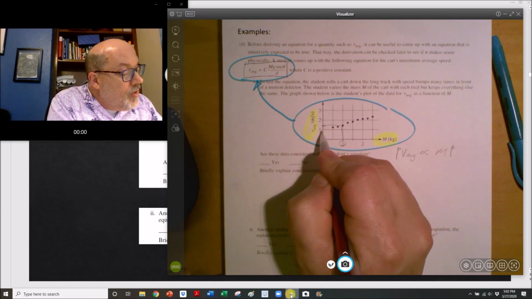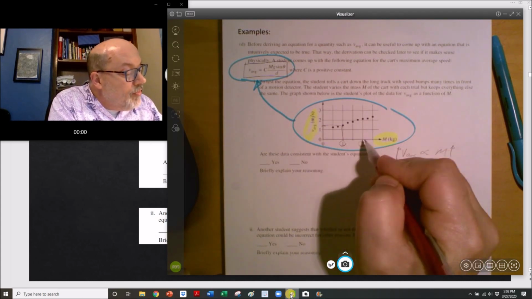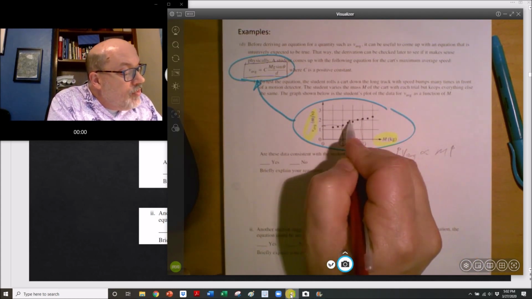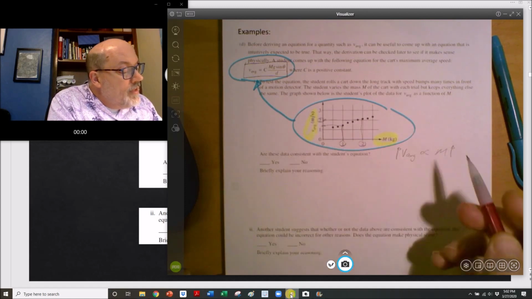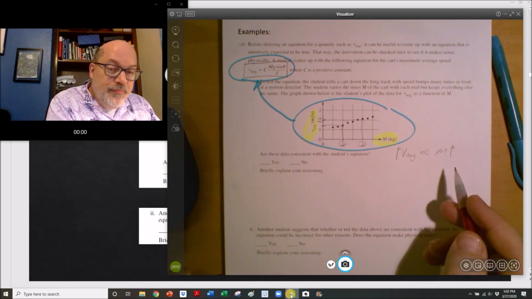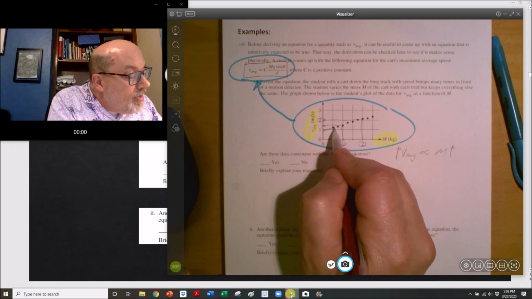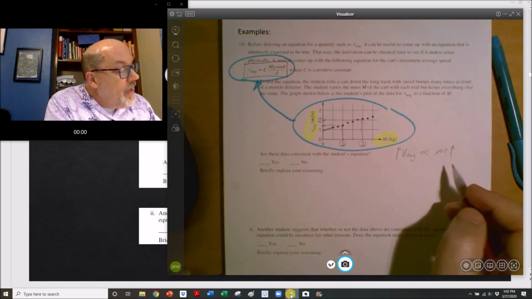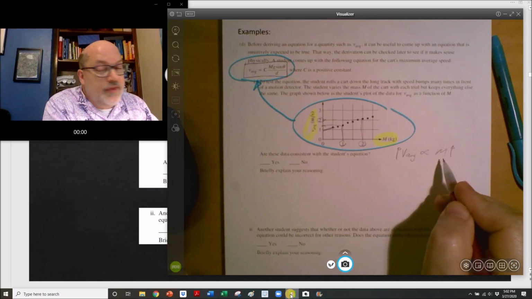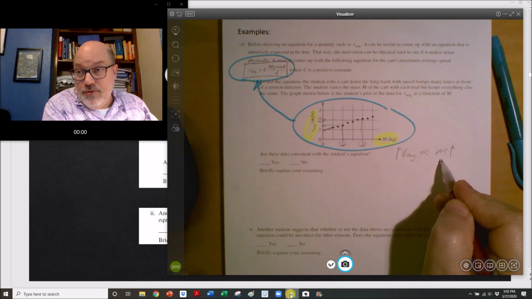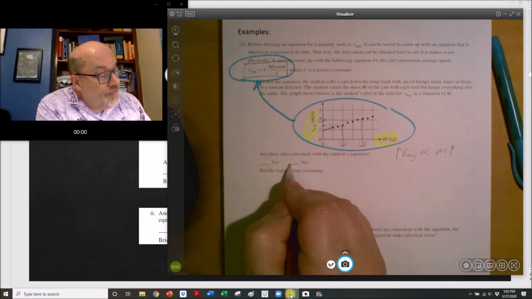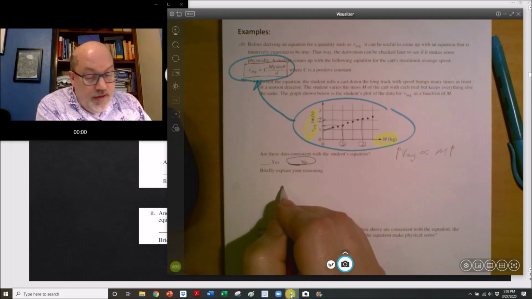If we go here and go across, we get about 1.5. And if we double the mass, go here and go across, we get 2. So it does not double. This actually has an intercept of around 1. And this doesn't show that there should be an intercept. It should go through 0, 0. They're predicting it's directly proportional. So the answer is no.